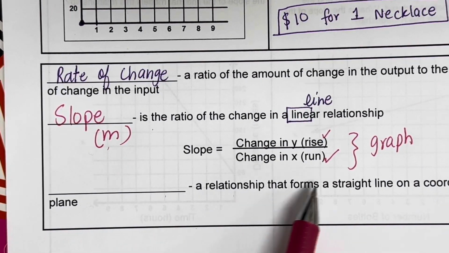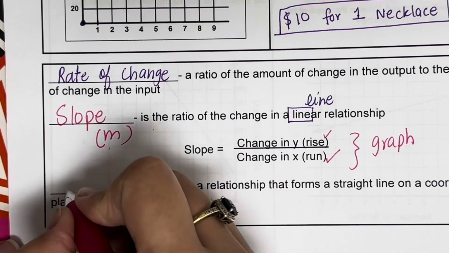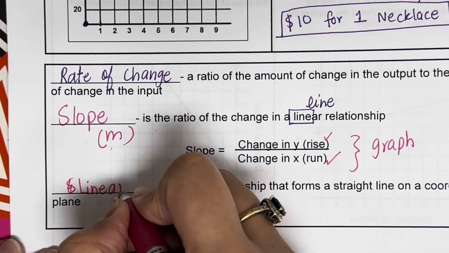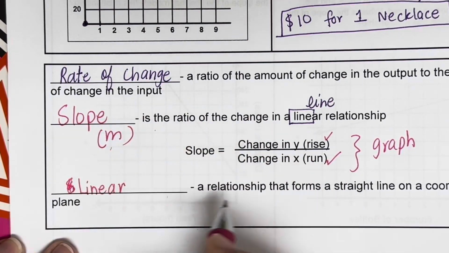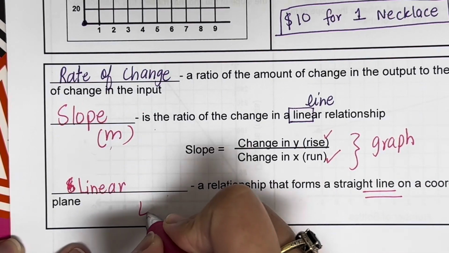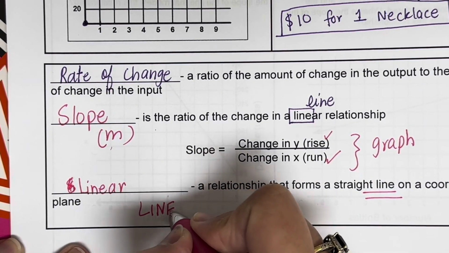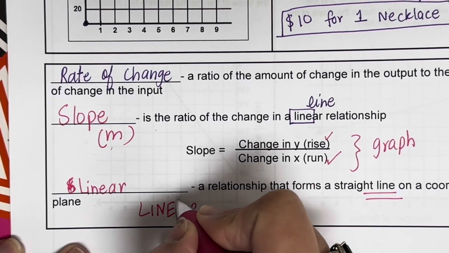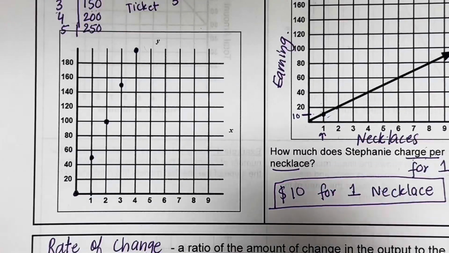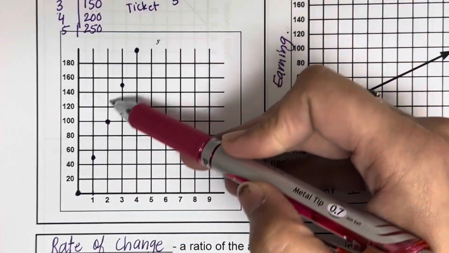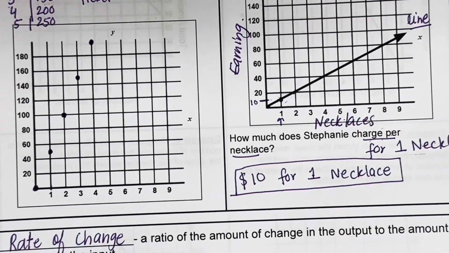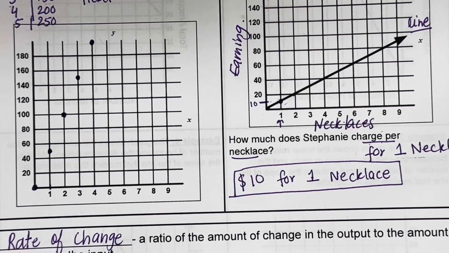Blank is a relationship that forms a straight line on a coordinate plane. It is called a linear relationship. Linear, because you have a keyword: it forms a straight line. So linear actually has the word line in it. Whenever I put some points and it has a relationship, if I connect them, they end up making a straight line like that, or the line that you see over here, okay? So this type of relationship is called a linear relationship.